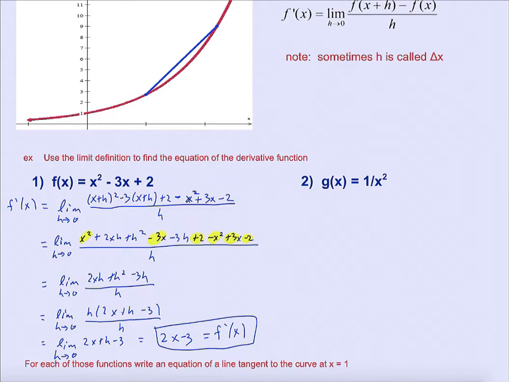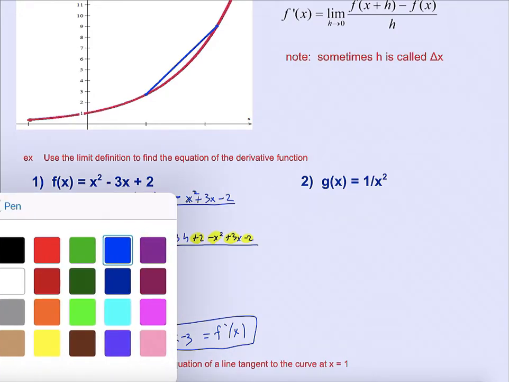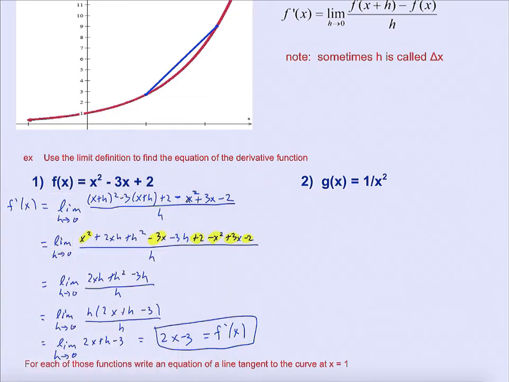Which, by the way, just doing a quick check to make sure that sort of matches up with some of the things we've said before. Notice how f of x was quadratic and f prime of x is linear. Just like when we were doing our graphs, we saw that when the function was a parabola, its derivative was linear. So that does work. I'm going to do the next one also, just to give you another example.